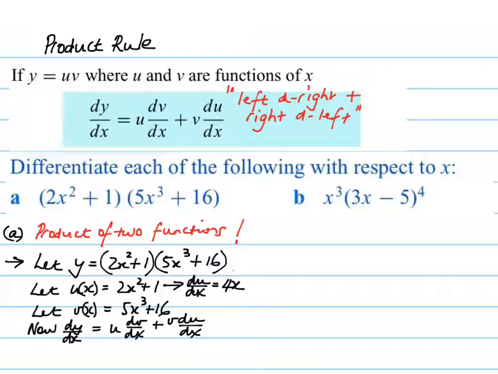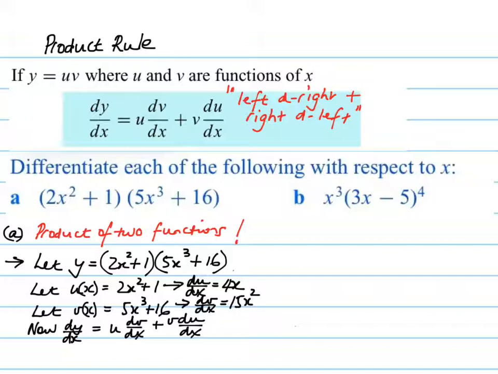Now, do you agree with me there? Don't go to sleep. 2x squared plus 1, the derivative of that would be 4x. Yes, check. That's very good. Okay, what about dv/dx? Have a look. Make up your mind, and then I'll reveal what I think it is. Come on, v is 5x cubed plus 16. What is dv/dx? You got it? Okay, I think it's 15x squared. Good work, you got it.